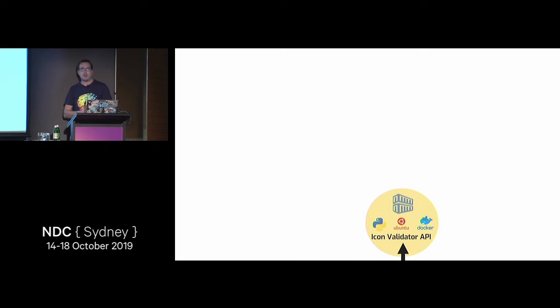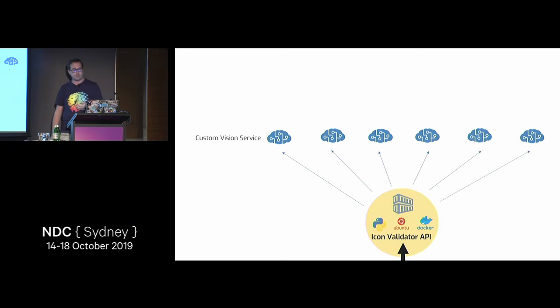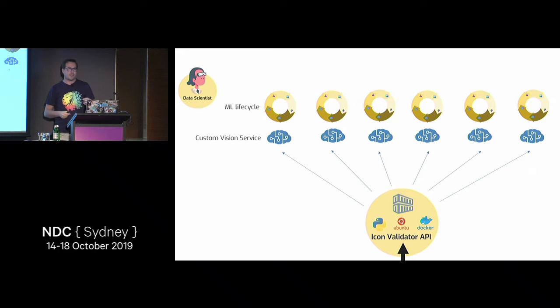So if we zoom in on how this icon validator API looks, there's a Docker container running Python 3.6. It is on a very small Ubuntu image. When an image comes in, it calls out to a lot of different custom vision models. The good thing about that is that every model we can train and maintain individually. So if our classification model for the car is not performing that well, we can individually tweak it without redeploying even the container. And they, of course, have their own data sets, which we can maintain separately.